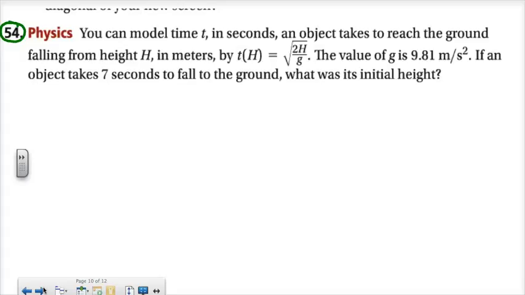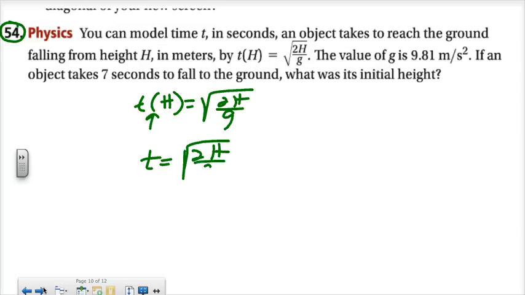Physics. You can model time, t in seconds, an object takes to reach the ground falling from a height h in meters by t of h equals the square root of 2h over g. The value of g is 9.81 meters per second squared, which you probably used in science class before. If an object takes 7 seconds to fall to the ground, what was its initial height? And again, I'm going to go old school on this one and go ahead and solve it for that h. And I'm just going to use t instead of t of h here for that variable of time, just so that nobody gets confused by the two h's in there.